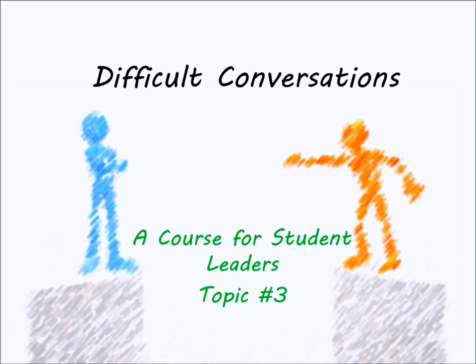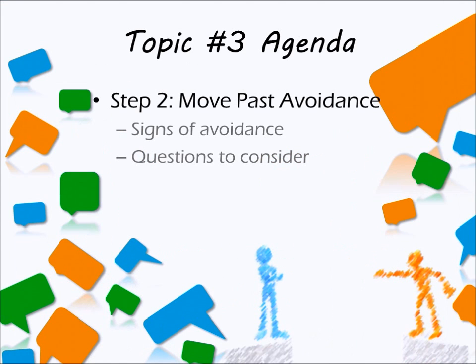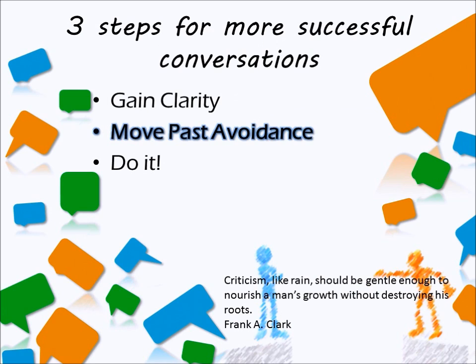So, what we're talking about here today in topic number 3 is moving past avoidance, right? And so we're going to talk a bit about the signs of avoidance and then some key questions that you need to consider in terms of moving past, right? So if we look at this on the continuum of things, we just talked about gaining clarity in terms of our 3 steps for more successful conversations. Now we're moving into moving past avoidance and eventually focusing on actually engaging in that conversation.